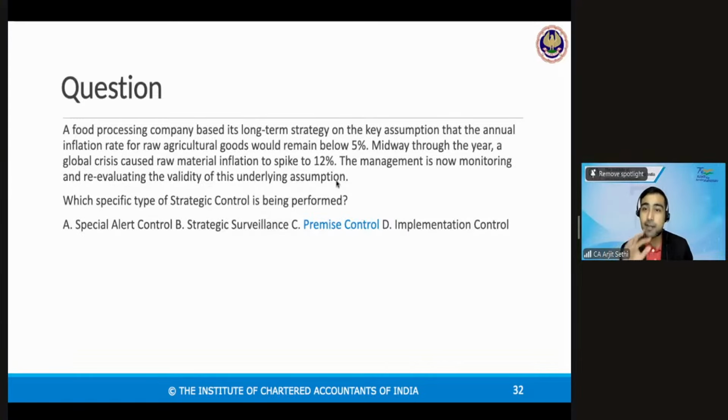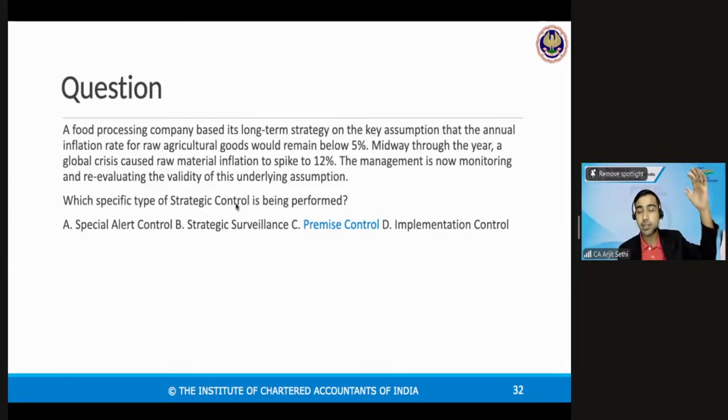That is what is happening midway through the year. A global crisis caused the raw material inflation, but are our assumptions of annual growth rate 5% still valid? This is premise control. Midway through the year, global crisis, just like between two people, you had a fight. Midway you had a fight, and then you check, do you still like me? That's a premise control. The underlying assumption of the annual growth rate, annual likability meter, are you still likable even if we had a fight? That is premise control, my friend.